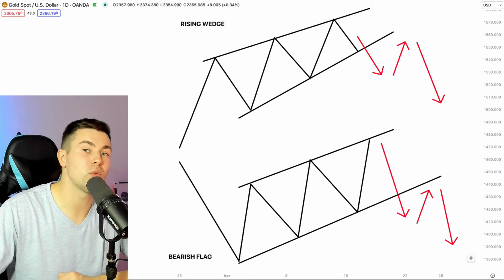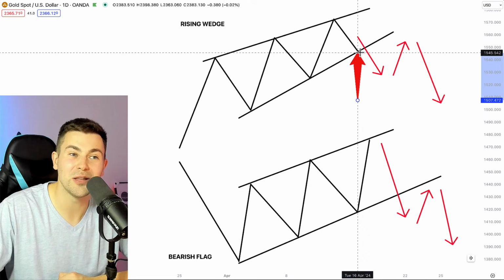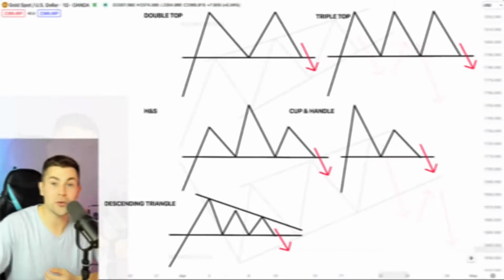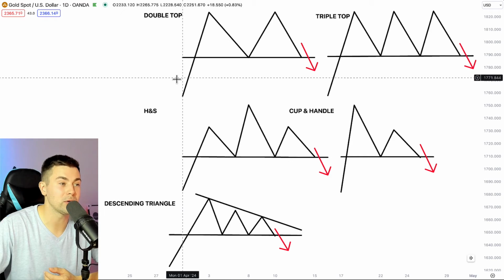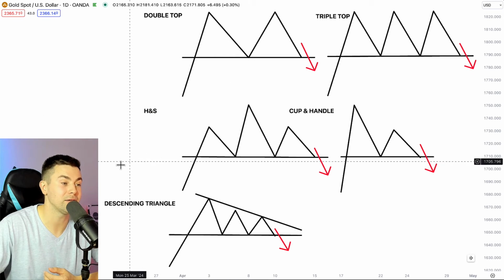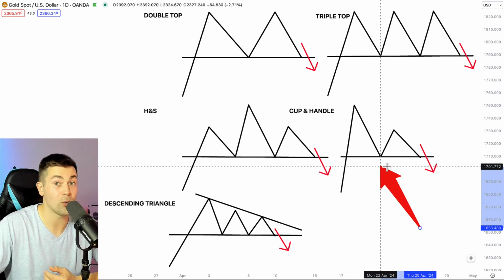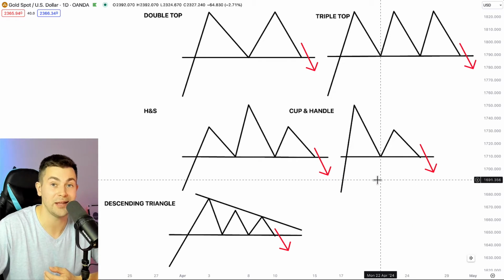Your bearish signal with the rising wedge pattern and the bearish flag will be an hourly candle close below the trend line. It will be your bearish confirmation. Your bearish confirmation for double top, triple top, head and shoulders pattern, cup and handle, descending triangle will be a bearish breakout of the horizontal neckline and an hourly candle close below.